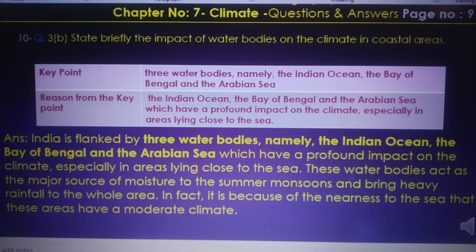Question number 10. State briefly the impact of water bodies on the climate in coastal areas. What is the impact, in key points? Three water bodies, namely the Indian Ocean, the Bay of Bengal and the Arabian Sea. Reason from the key points: the Indian Ocean, the Bay of Bengal and the Arabian Sea have a profound impact on the climate, especially areas lying close to the sea. This is the key point. Based on the key points, we made the sentence: India is flanked by three water bodies, namely the Indian Ocean, the Bay of Bengal and the Arabian Sea.